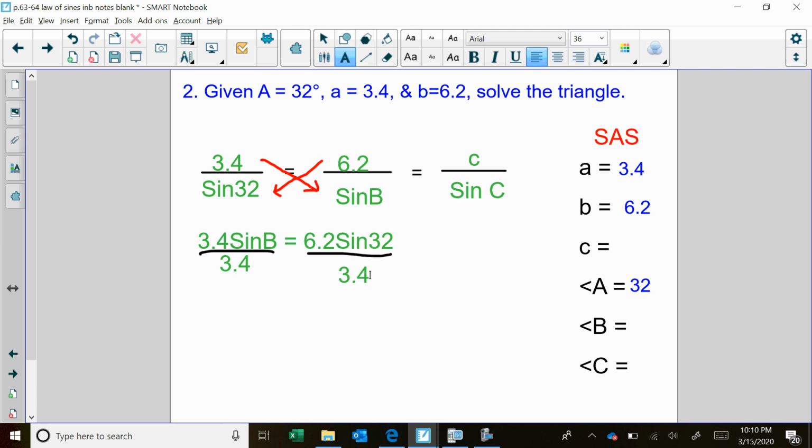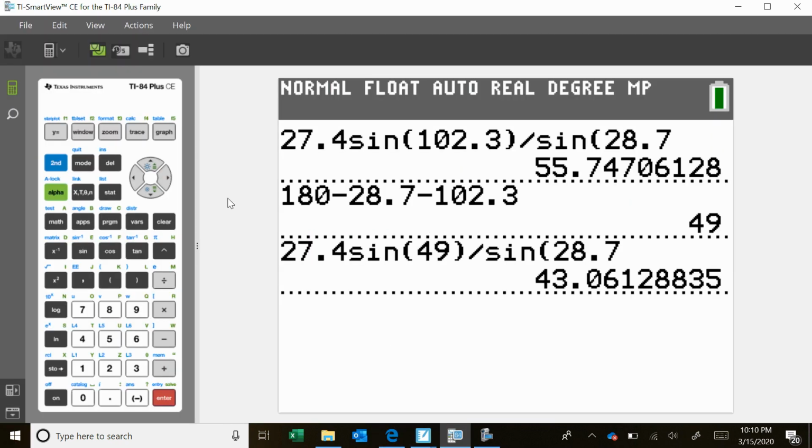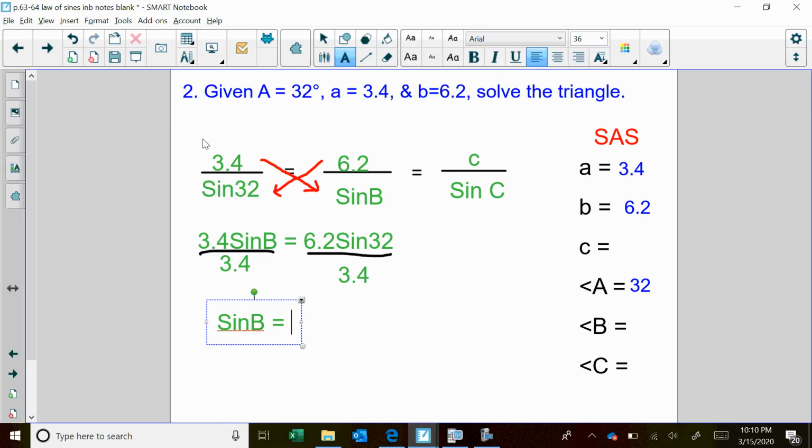So when we're done with this, we're going to have sine of b. We're not done yet. We only have sine of b, so we're going to have to finish that calculation after we do the division. So here's the division.